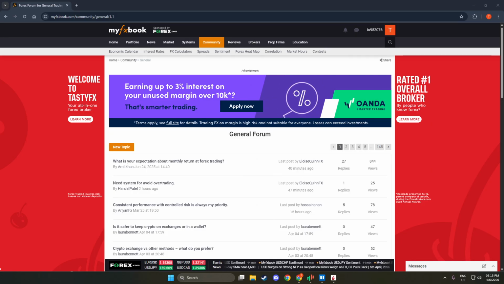On Myfxbook, that number represents your maximum drawdown since the start of the account, essentially the worst peak-to-trough decline you've experienced. It's a simple metric, but it captures the real stress your system has had to endure.